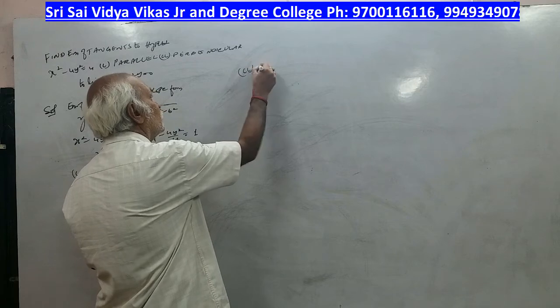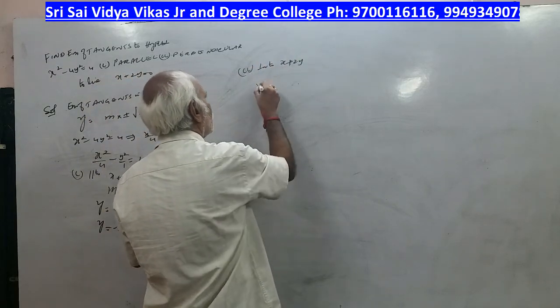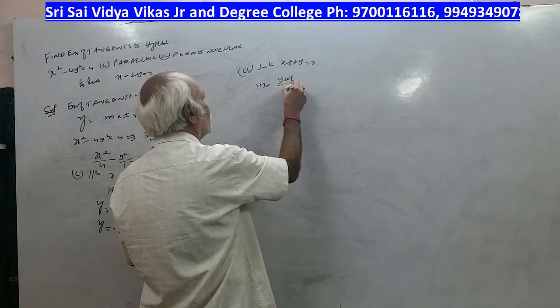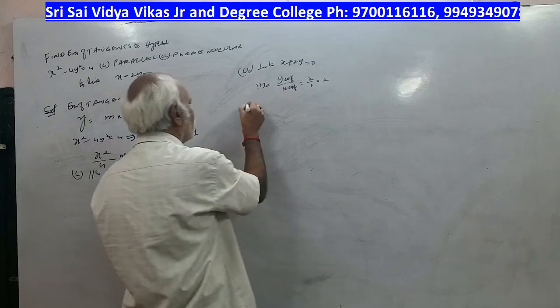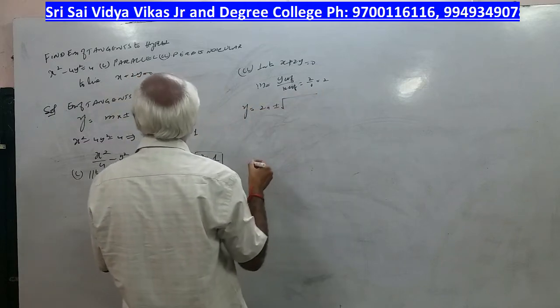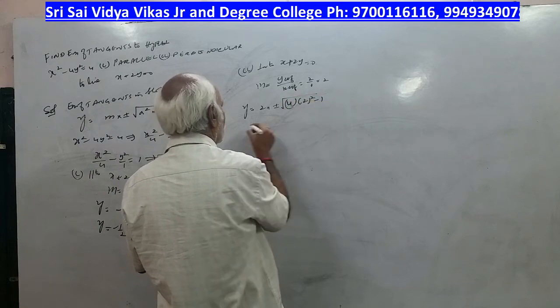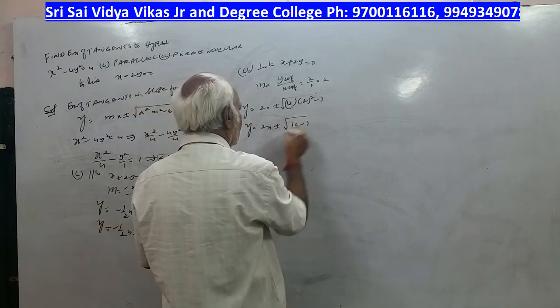Second condition is what? Perpendicular to x plus 2y. So m is equal to y coefficient by x coefficient. That is 2 by 1, 2. Therefore, y is equal to 2x plus or minus root of a square, what is a square value? 4, into 2 square minus 1. 2x plus or minus root of 16 minus 1.